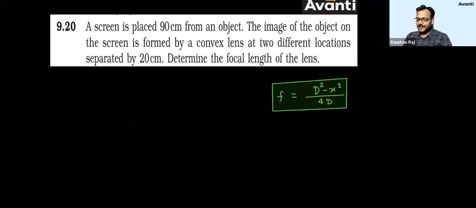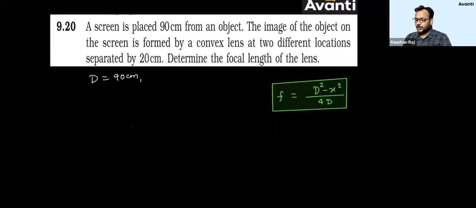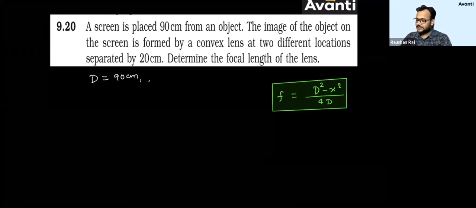So screen, ये 90 centimeter क्या है बच्चा लोग? Screen is placed 90 centimeter from the object. So capital D is equal to 90 centimeter. ठीक है? The image of object on screen is formed by convex lens at two different locations. तो image तो एक ही जगह form होगा. तो few of you, what will you do? Few of you will say, sir, V2 minus V1 is this. No बच्चा, ये क्या है?